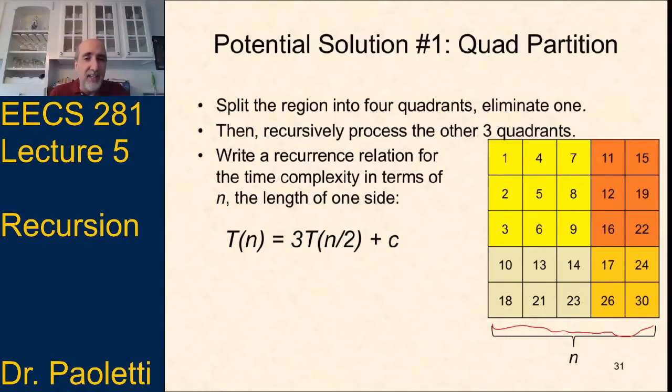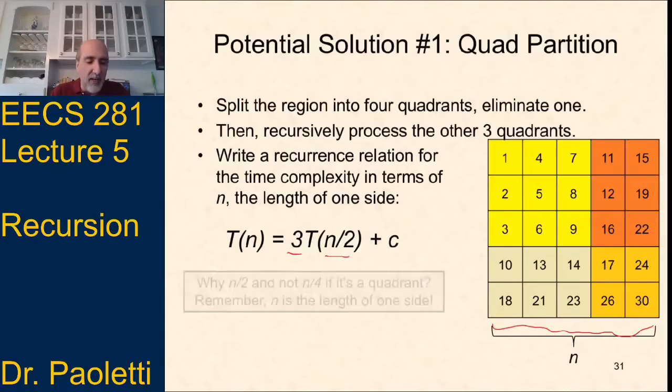So when I split it into 4 regions, n goes down by 2 for each region. But I have to make 3 recursive calls: to the upper right, lower left, and lower right. So I've got to make 3 recursive calls, but n went down by 2 in this case. All right, so that's one way we could do it. That would work. And we'll look at solving this in a minute.